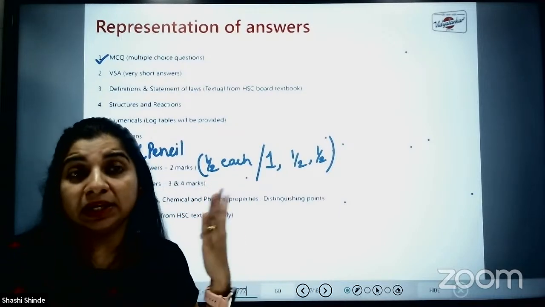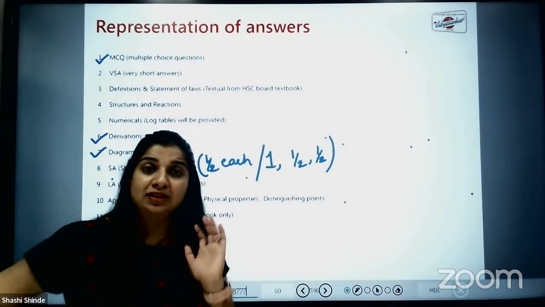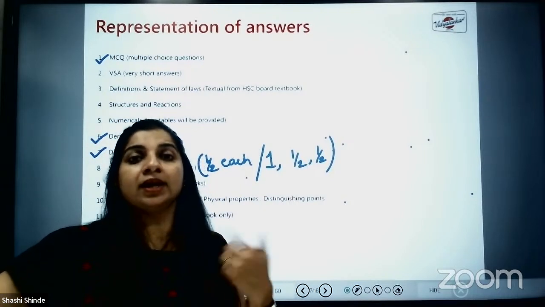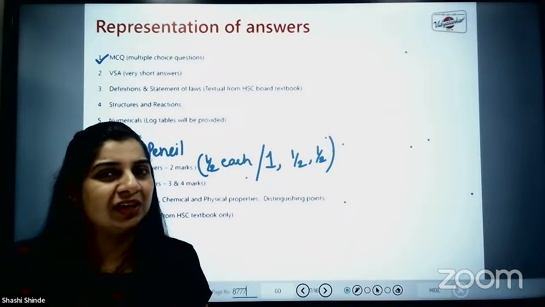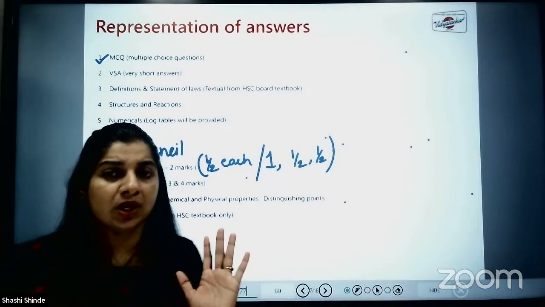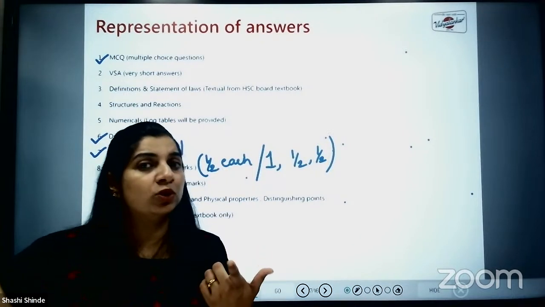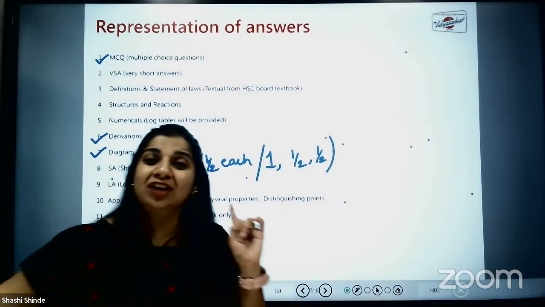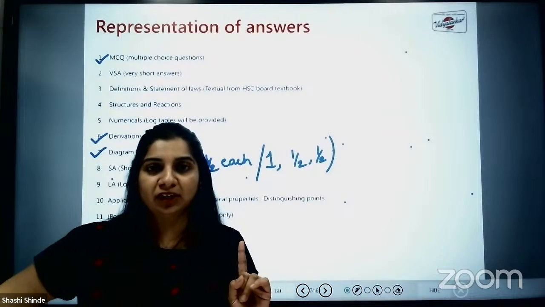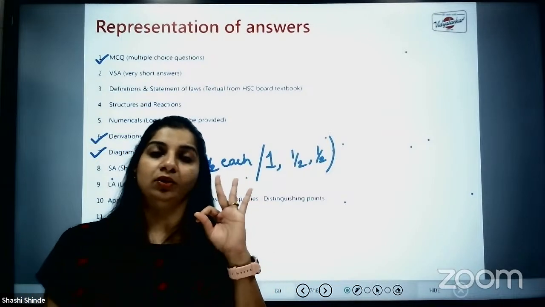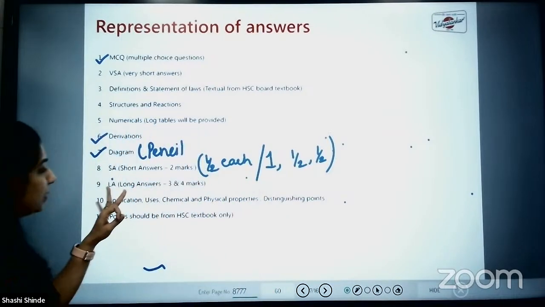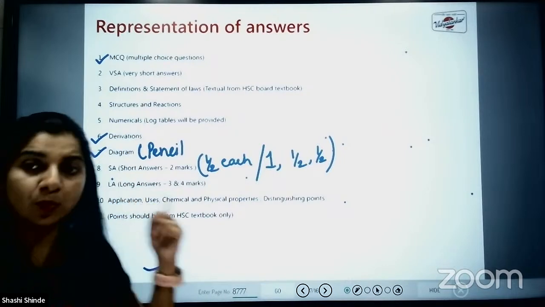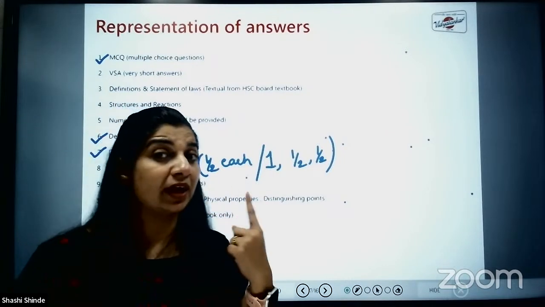Even though the number of points is fewer in the textbook and it has asked for 2 marks or 3 marks, write down only those many points. Last year the question was: write the anomalous behavior of oxygen. There were only 3 points, and 3 points were compulsory to write for 3 marks. Each point carries 1 mark.